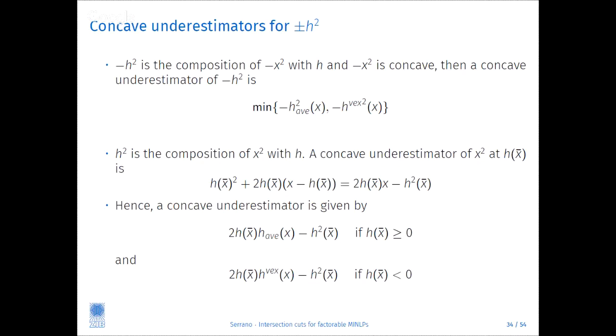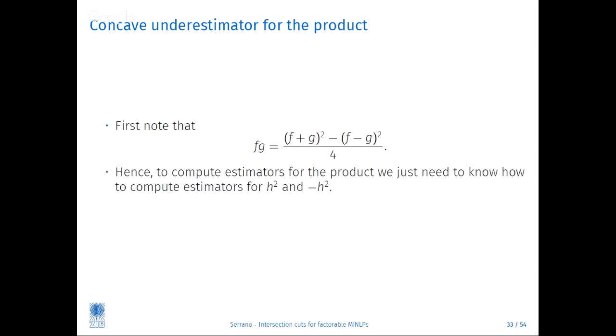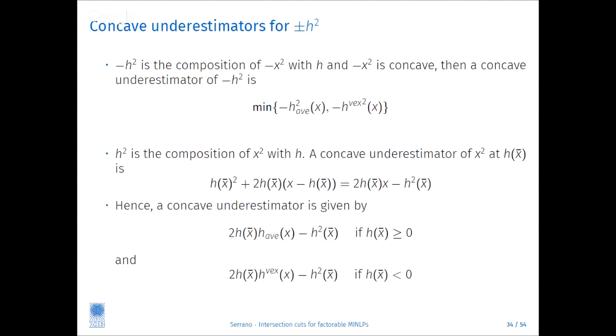I don't want to go through the details, but here, this is a concave underestimator. By the way, I didn't say, this has an explicit solution. The objective function is concave over an interval, so the solution is going to be one of the extremes, the minimum of them. So this is an explicit formula for the concave underestimator. Here we have the concave underestimator for minus h squared. And for h squared, one would need to linearize first the x squared, the convex part, and then do some case analysis. But this is it.